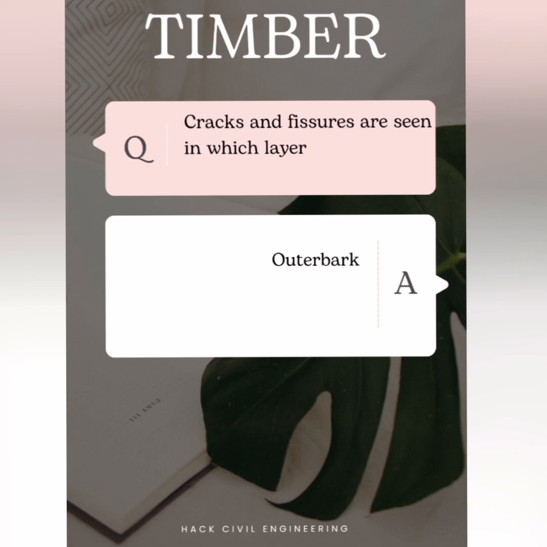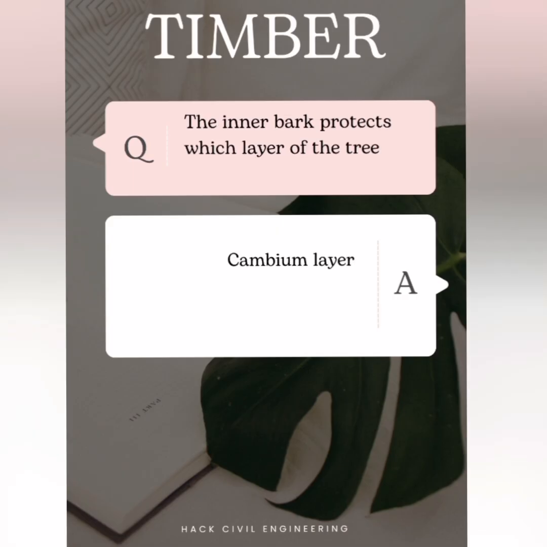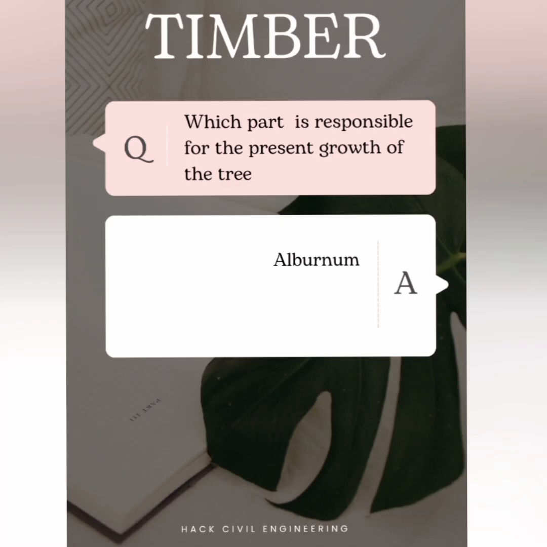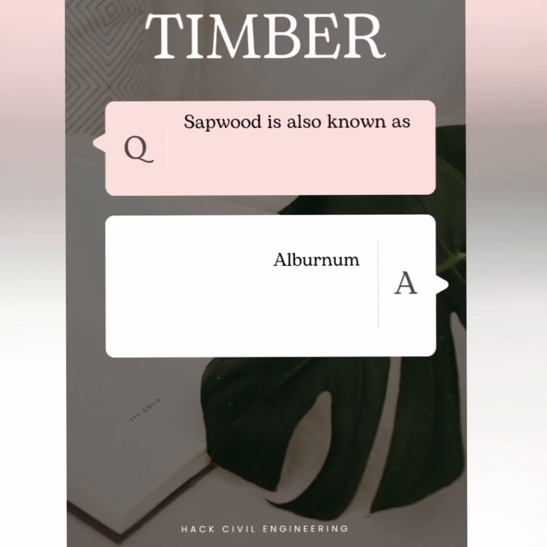Cracks and fissures are seen in which layer? Outer bark. Outer bark is also known as cortex. The inner bark protects which layer of the tree? Cambium layer: a thin layer of sap between sapwood and inner bark. The sap or nutrients are present in sapwood. Which part is responsible for the present growth of tree? Alburnum. Sapwood is also known as alburnum.